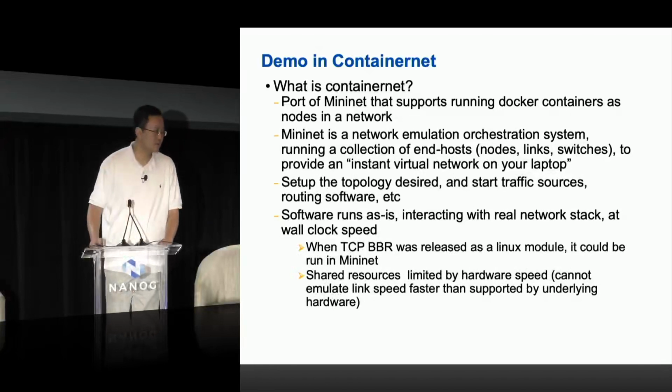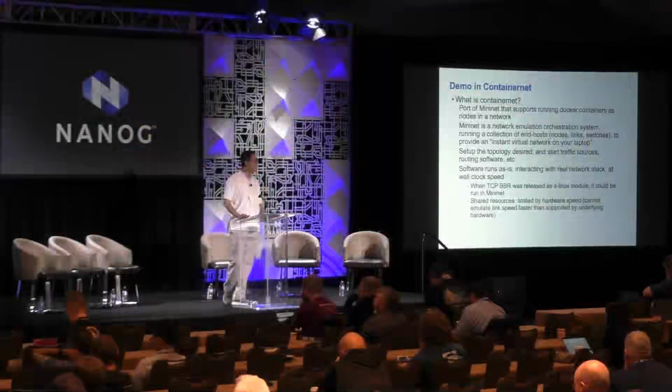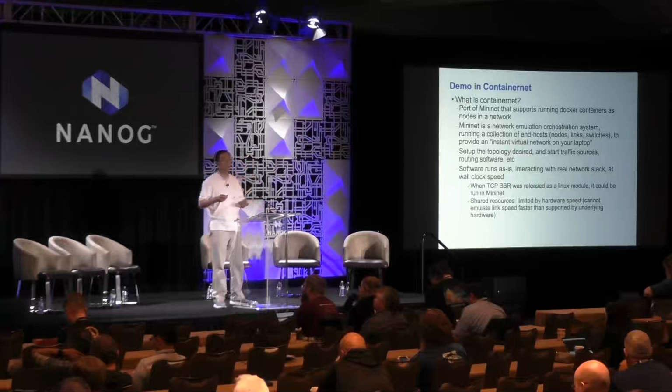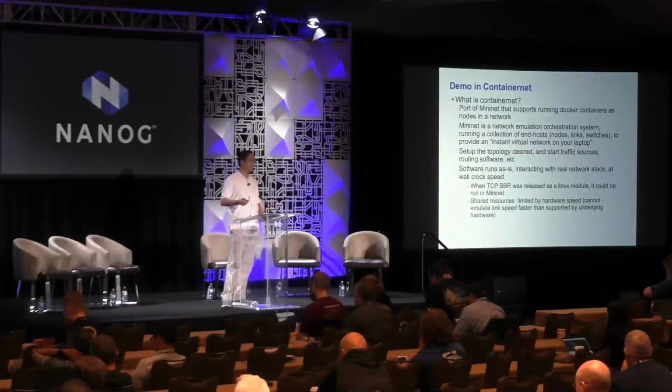So one advantage that's listed by ContainerNet is that, say when TCP BBR was released as a Linux module, you could run it in ContainerNet, right, like Mininet. But of course, because it's an emulation on a local machine, you cannot emulate, say, speed higher than is possible by the underlying hardware, right? You cannot do that. It's bound by the physical laws.